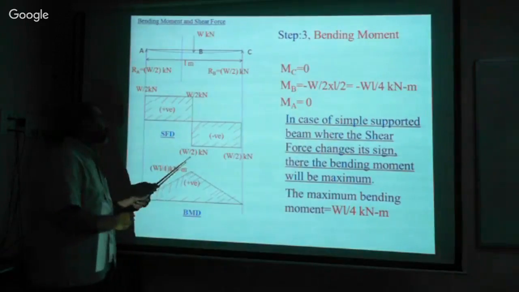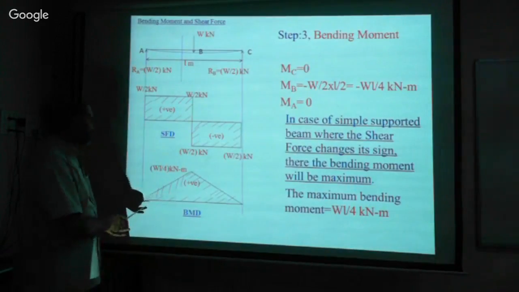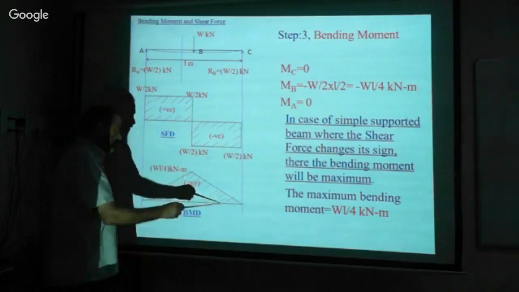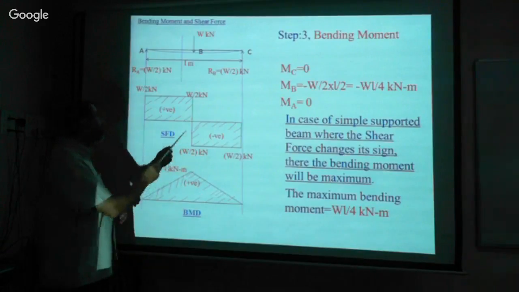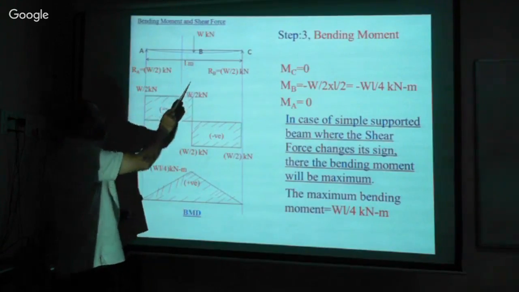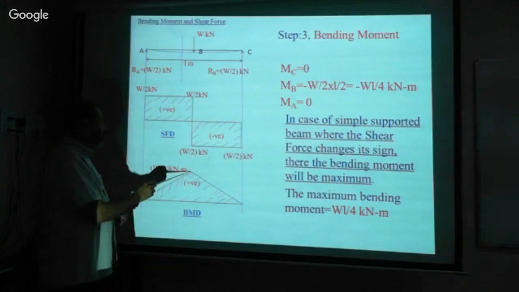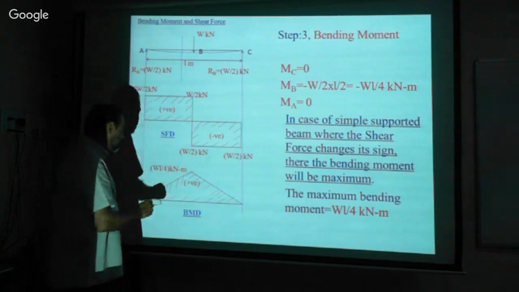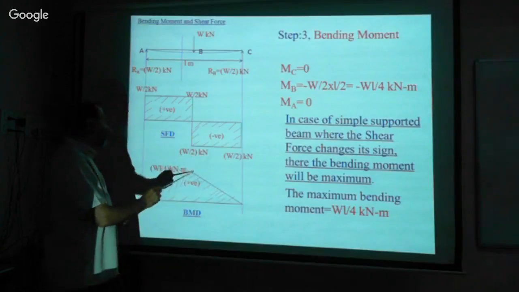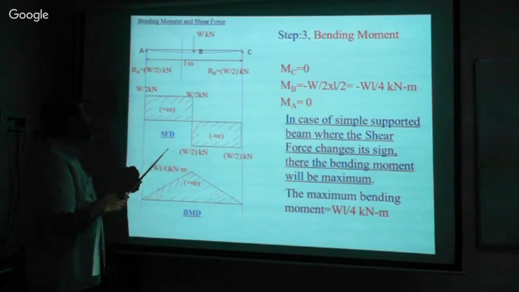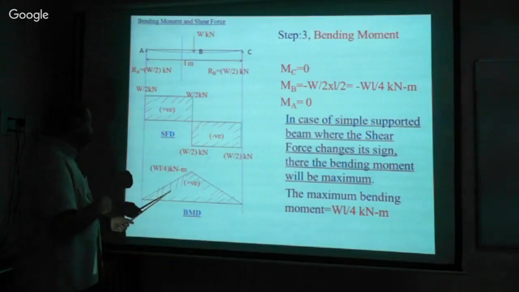And to plot this again, draw a zero reference line, and at the center of the span at B, WL by 4 kilonewton meter is acting. Therefore, locate this point and join it. That will complete this diagram. That gives you the bending moment diagram.